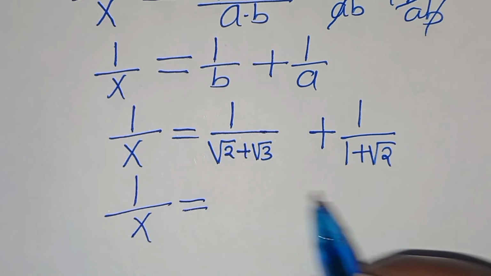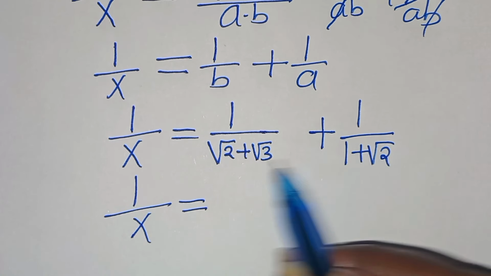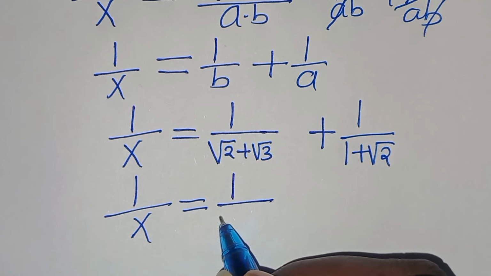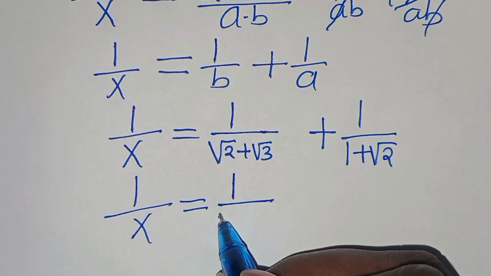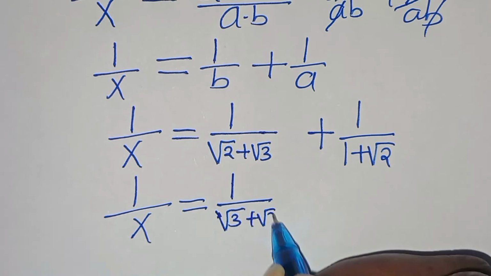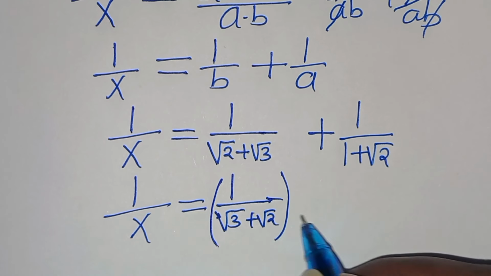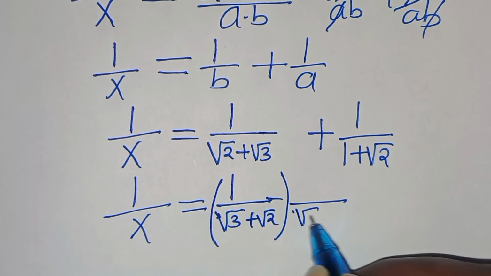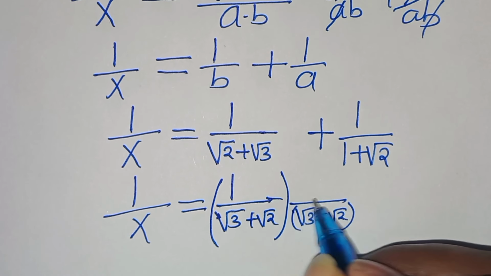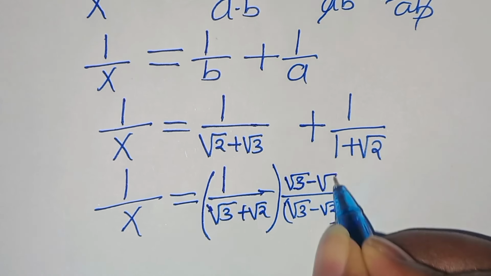Now, the next step from here, we have 1 over x. This is equal to, now we can introduce a conjugate on each of the denominators here, so that we have 1 over, now we can express this as square root of 3 plus square root of 2. So now let's introduce a conjugate here, which is square root of 3 minus square root of 2, and we multiply the numerator here by the same conjugate, which is square root of 3 minus square root of 2.